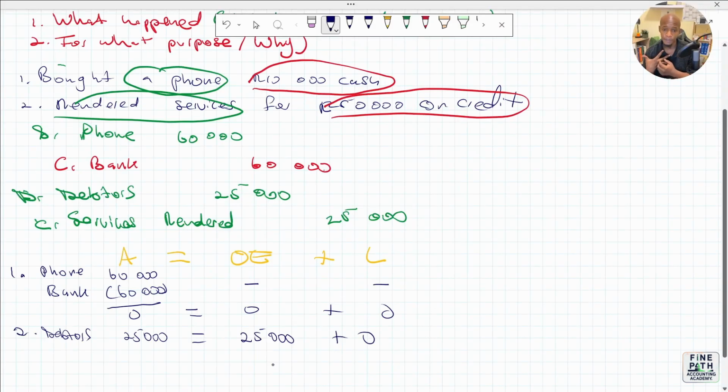And another way in which you can help yourself to identify these two accounts and the elements that are affected is, when you read the transaction, just identify the account. After identifying the account, tie that account back to its element. Is this account an asset, a liability, or an equity? Because after you've determined that, you'll be able to know how that account behaves. Is it going to be a debit? Is it going to be a credit?